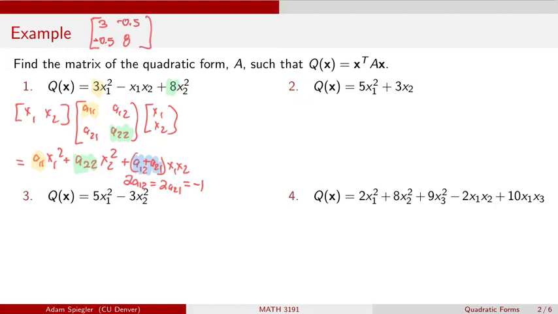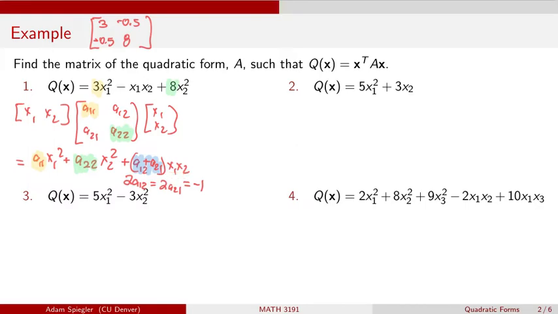So what we get is a 2 by 2 matrix A, where the first diagonal entry is 3 and the second is 8. The off-diagonal entries, which are equal to each other, are minus 0.5 in both positions. So here we've got our matrix for the quadratic form in question 1. Again, it's worth emphasizing that we get the diagonal entries from the x1 squared, x2 squared terms, and we get the off-diagonal entries from the cross product terms that have the combined x1, x2 products in them.